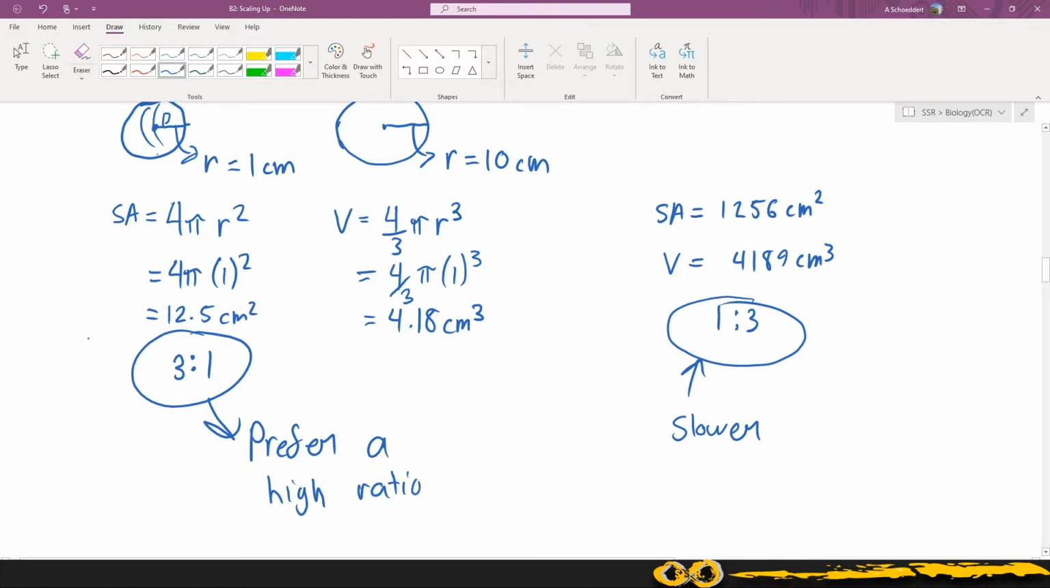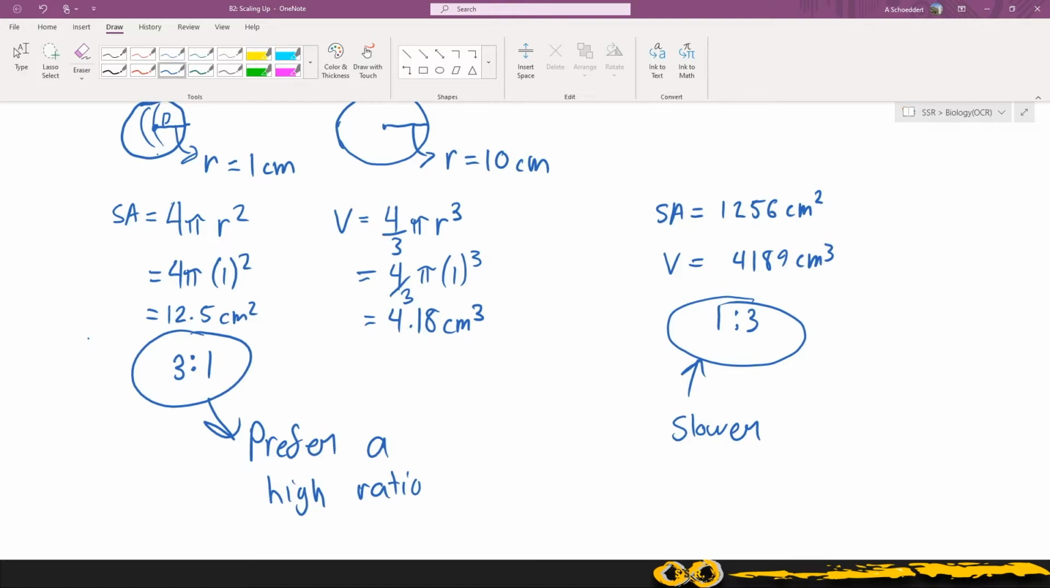And this helps to explain why cells are not going to be sort of organism sized. You're not going to be just one giant cell as a human. You're going to have millions and millions of tiny little cells, because you want to keep this surface area to volume ratio as high as possible.